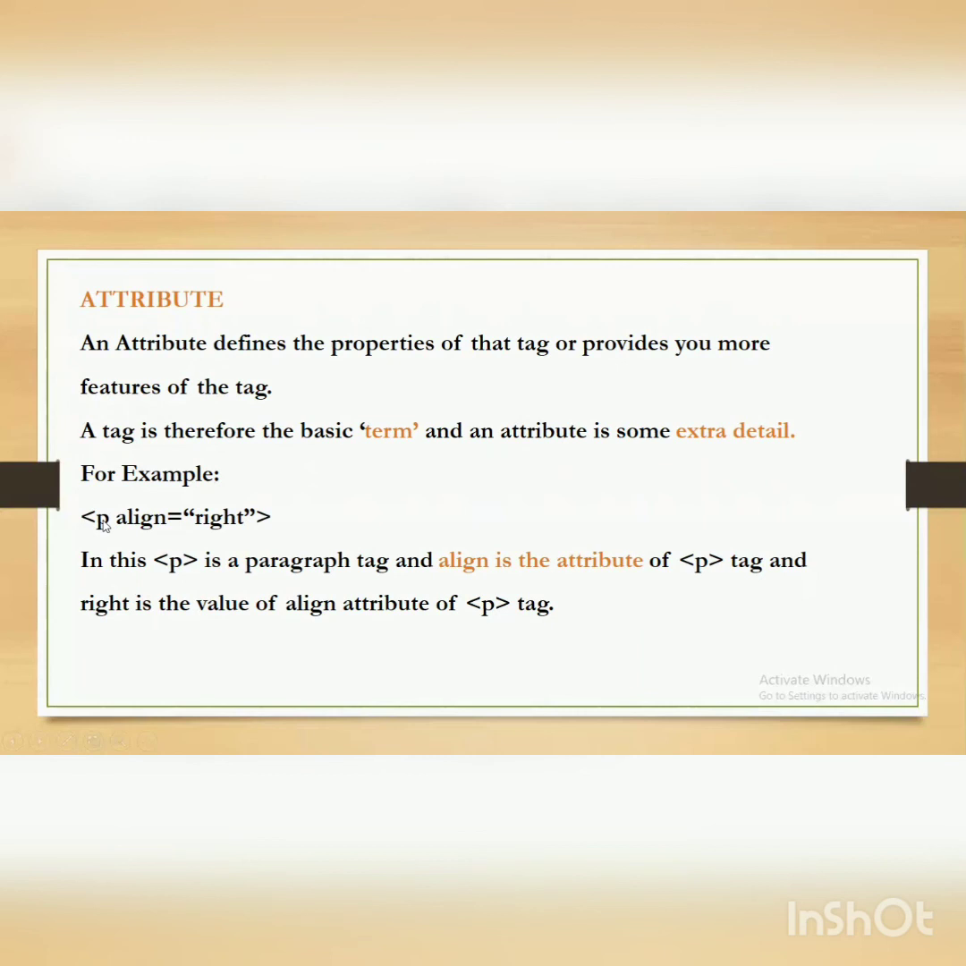For example, angle bracket, then P space align equal to right, then angle bracket close. So in this one, P is a paragraph tag and align is the attribute. Align is the attribute of the P tag, and the align attribute is used to set the position of the paragraph. And this right is the value of the align attribute of the P tag. So P is a tag, align is the attribute, and right is the value of the align attribute.